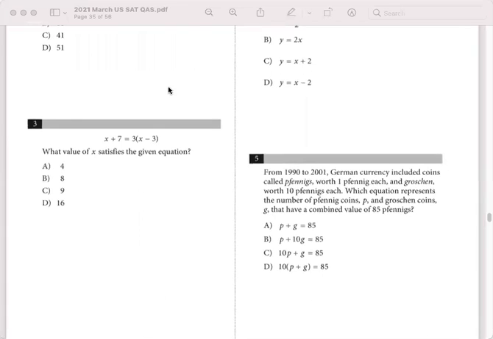Question 3. What value of x satisfies this equation? So we have x plus 7 is 3x minus 9. So minus 2x is minus 16. So x will be 8. Option B.